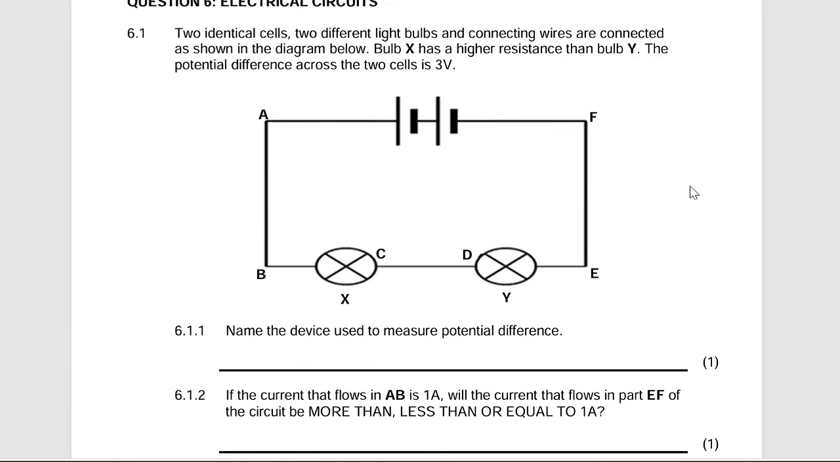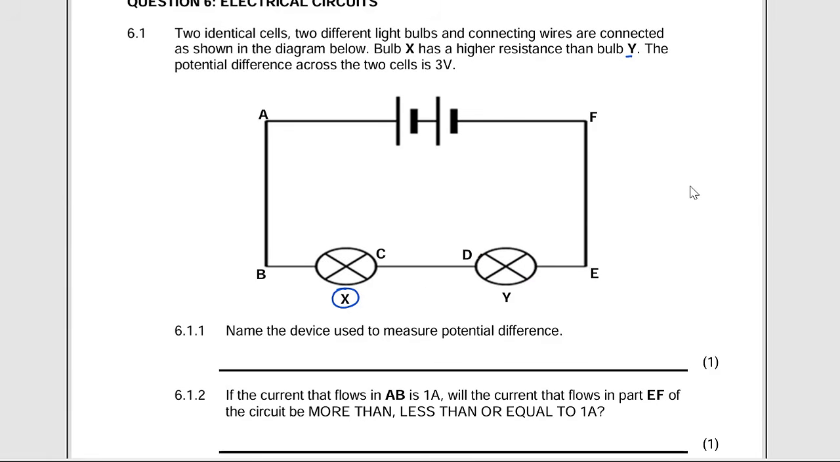Then we proceed to question 6.1, which says two identical cells, two different light bulbs, and connecting wires are connected as shown in the diagram below. Bulb X has a higher resistance than bulb Y. So I can just say X is greater than Y, not less than. X is greater than Y.